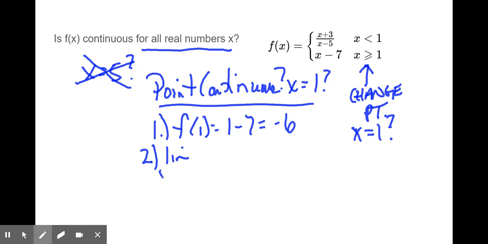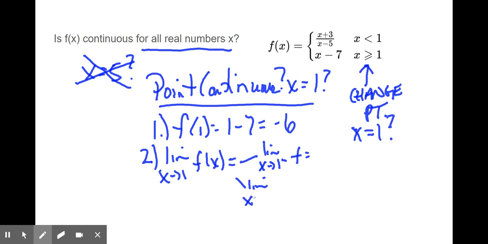Number 2, what is the limit as x goes to 1 of f? Well, 1 is the change point. So I'm going to have to try from both sides, right? I can't just do it from one side. I've got to work from both sides and make sure that the limit comes out to be the same.